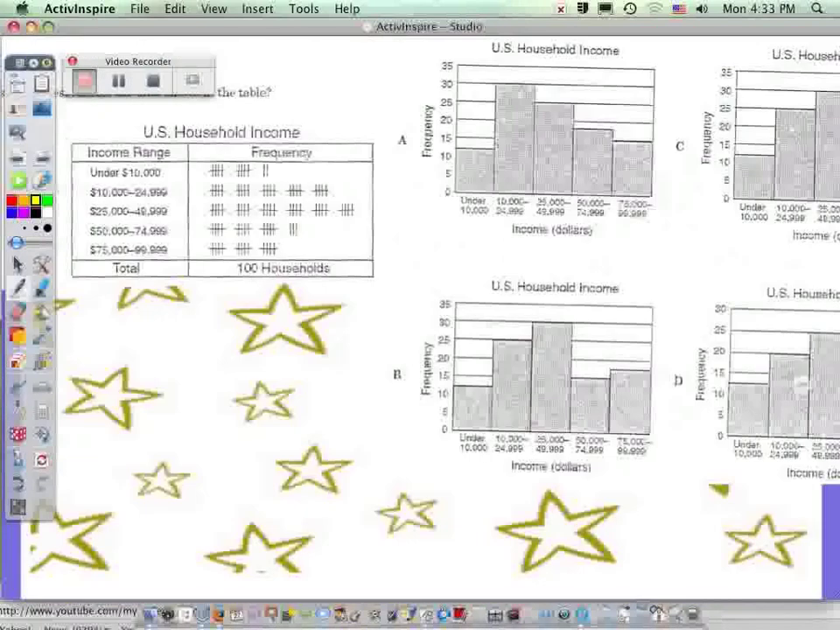Here, this one was rather simple. All you had to do is frequency is how many times something happened. So you count that up. 12. So let me change the black. 12, 25, 30, 18, 15. And you see which one matches, and it's E.